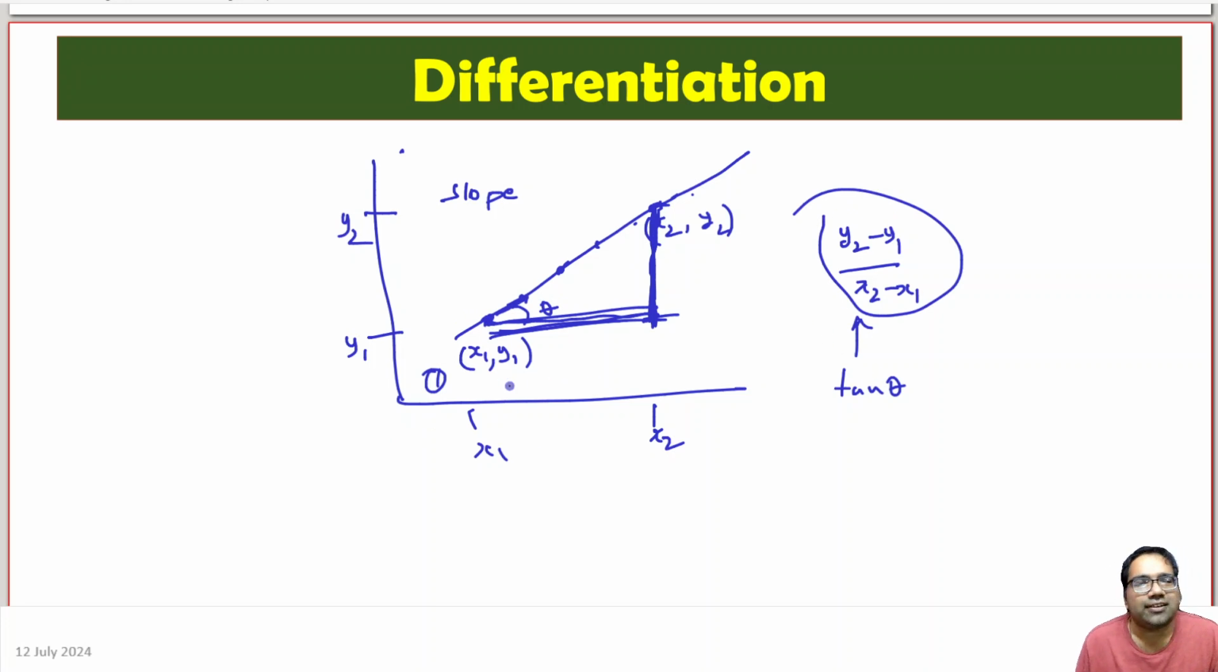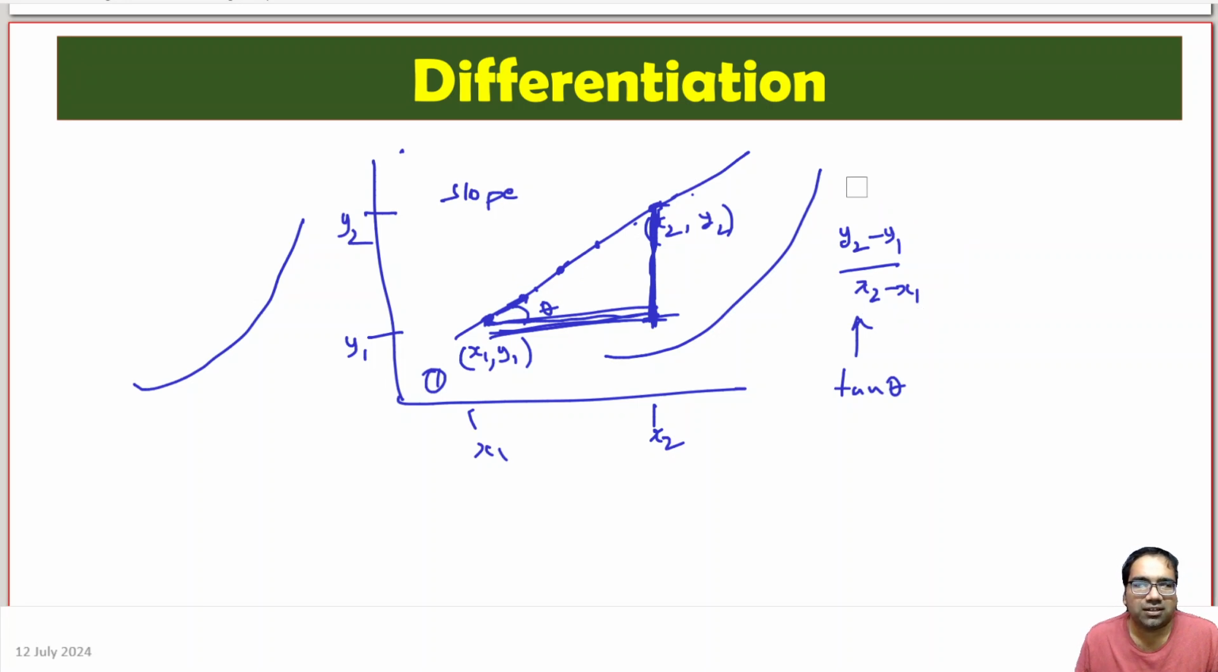Now let us try to extend this concept to some curve. Let's say there's a curve like this. Now how do we define the slope of a curve? For a straight line, it's very easy, right? Whichever 2 points you take, you'll still get the same slope.